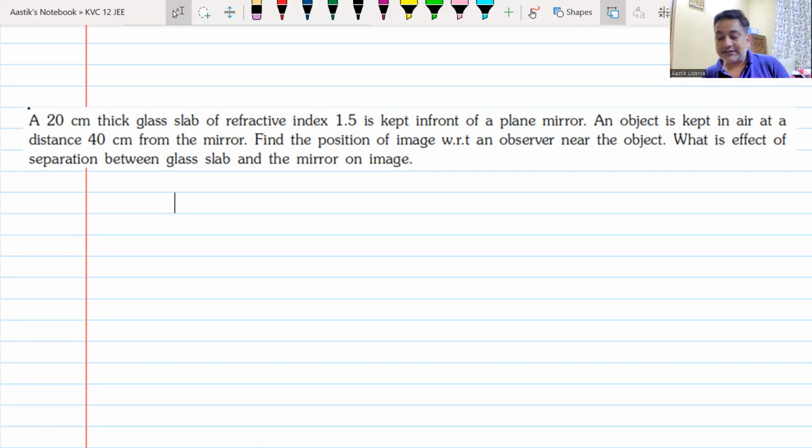A 20 centimeter thick glass slab of refractive index 1.5 is kept in front of a plane mirror. Now in the next class, this plane mirror is probably going to become a concave or a convex mirror as well. As we go on, the problems are going to get a bit more tricky. A plane object is kept in air at a distance of 40 centimeters from the mirror. Find the position of the mirror with respect to the observer. What is the effect of the separation between the glass slab and the mirror on the image? So I have an observer who is going to observe this. Where will he see the image?